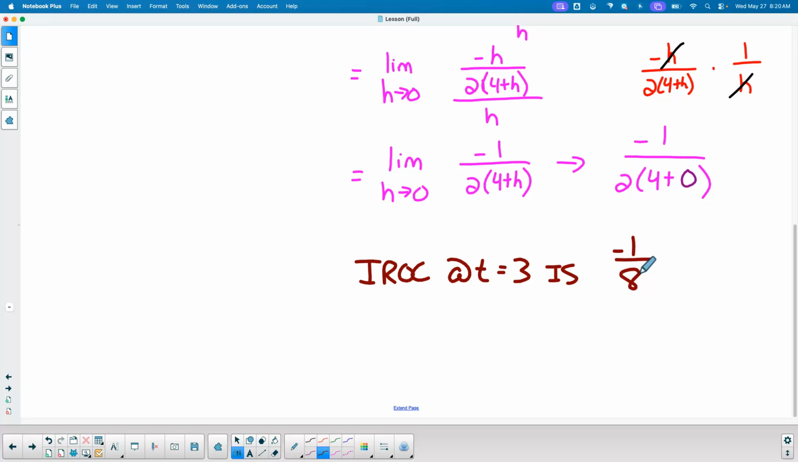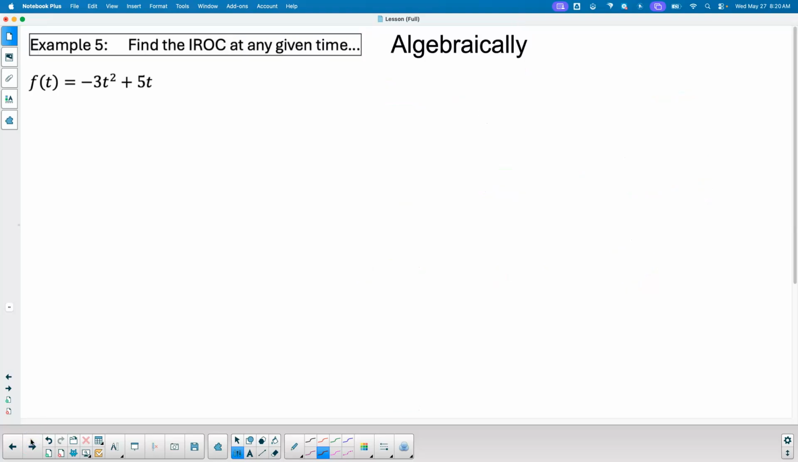Okay? So what we can do in place of that is find the IROC at any given time by making it a function. I'm skipping the graphs. We'll go right to it. So is it on there or not? No? Okay, so go back to the graphs then. Sorry, go on that page. That's fine. Sorry, my fault. Okay? So we can make it a function.